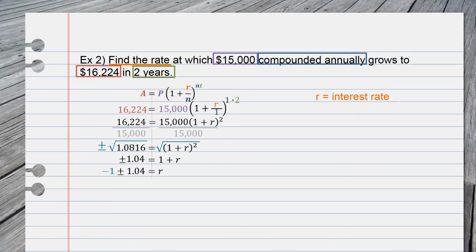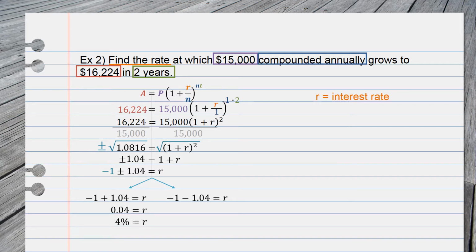Since we have the plus or minus, we will need to create two different equations. We will have the -1 plus 1.04 equals R, and we will have -1 minus 1.04 equals R. From here, now we're ready to solve the two possibilities. Starting on the left one, we combine our like terms, and we find 0.04 equals R. Now this is the decimal form. Remember, we're trying to find interest rate, so if possible, we change this to a percentage. And when we do, we find that R equals 4%.